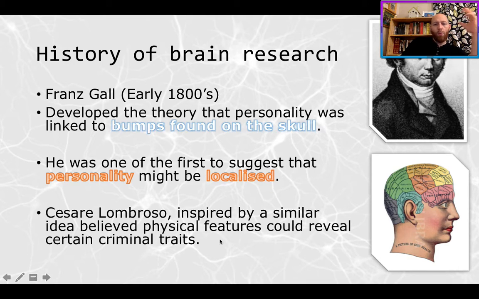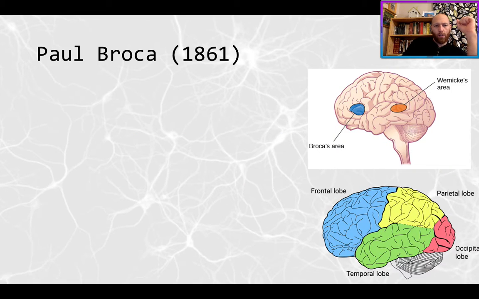Cesare Lombroso also had a similar idea that criminality could be identified by the atavistic form or certain physical features. If you want to have a look, I have a phrenology head on my desk. Feel free to have a handle and look.